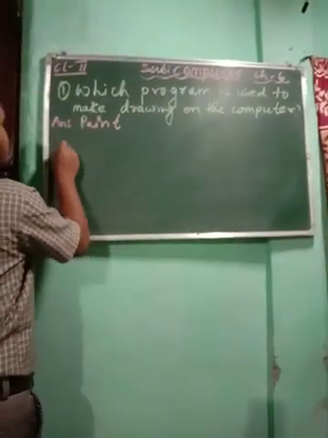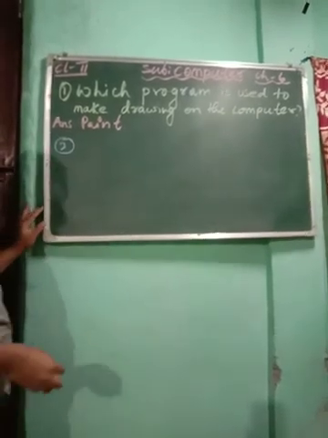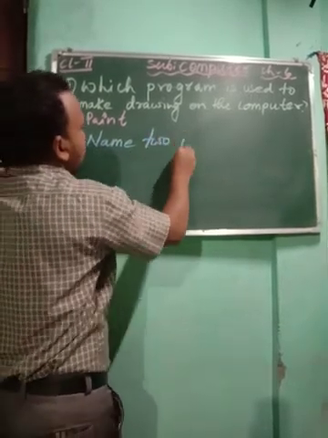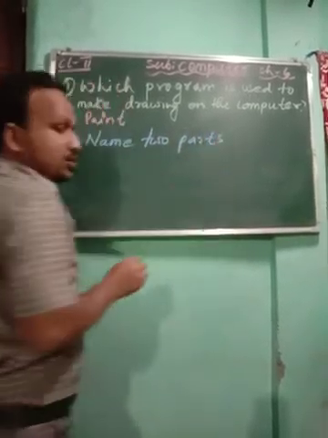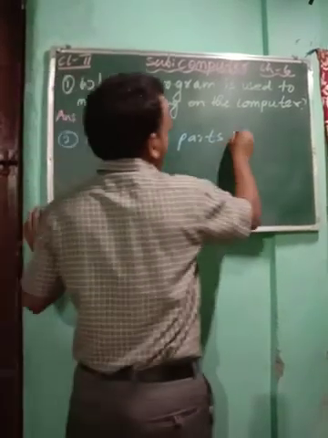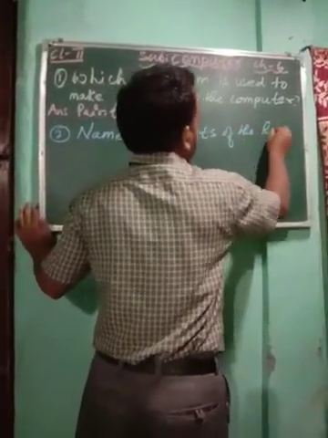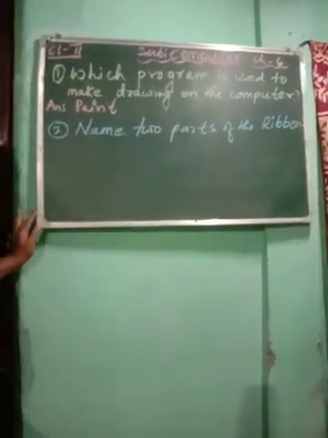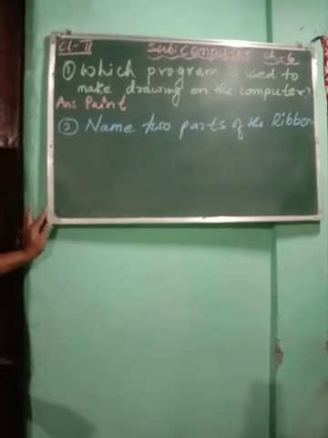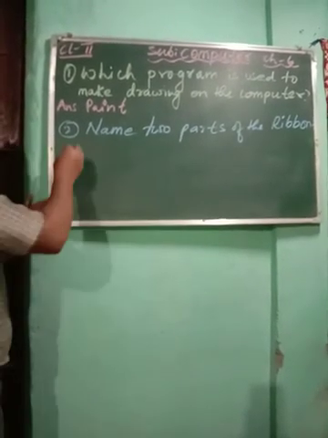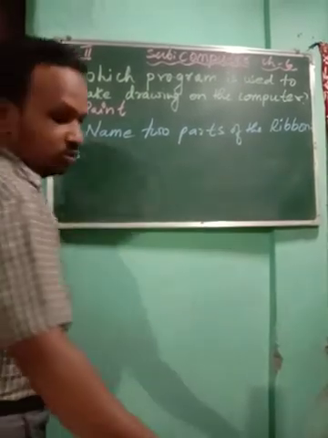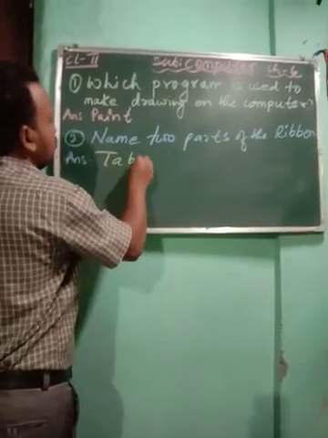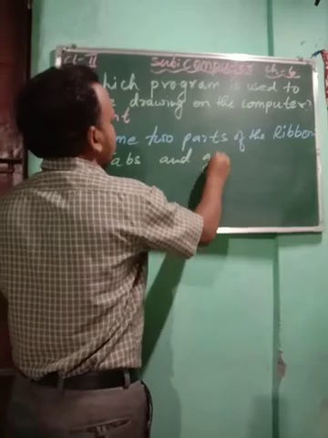Now number 2, short answers. Name 2 parts of the ribbon. Okay children, name 2 parts of the ribbon. I have already taught you that the ribbon has how many parts? 2 parts. It has 2 parts, that is tabs and groups.